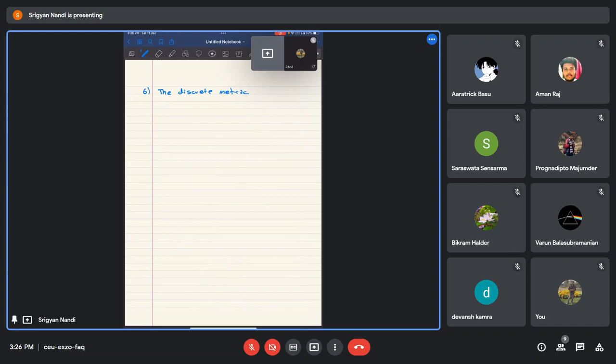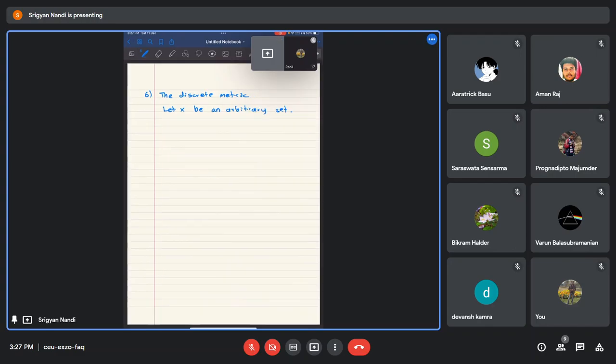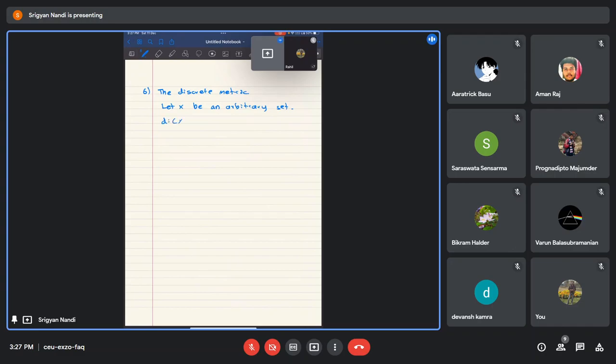So let X be an arbitrary set. And this is a rather simple metric, which we define. It's from X cross X to R. And the definition is d(x, y) is 0 if x is equal to y, which is trivial since it follows from the first axiom, and it's 1 otherwise.